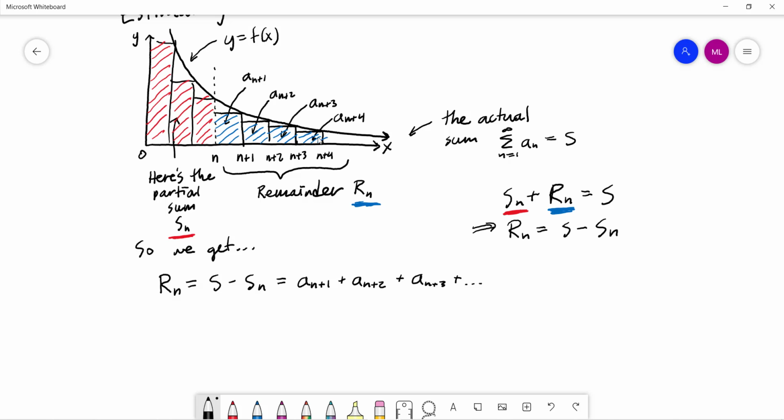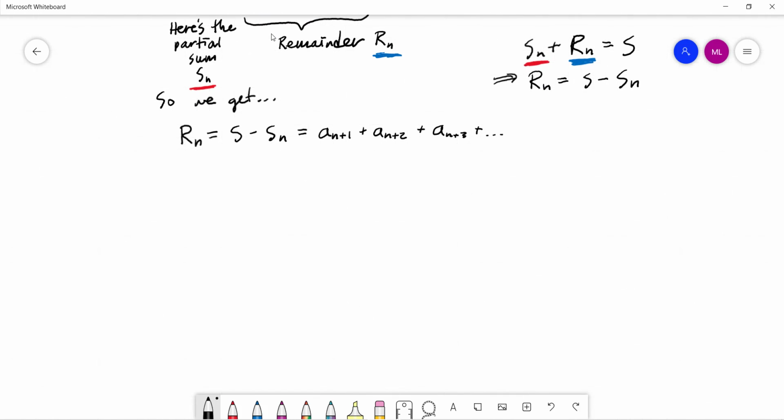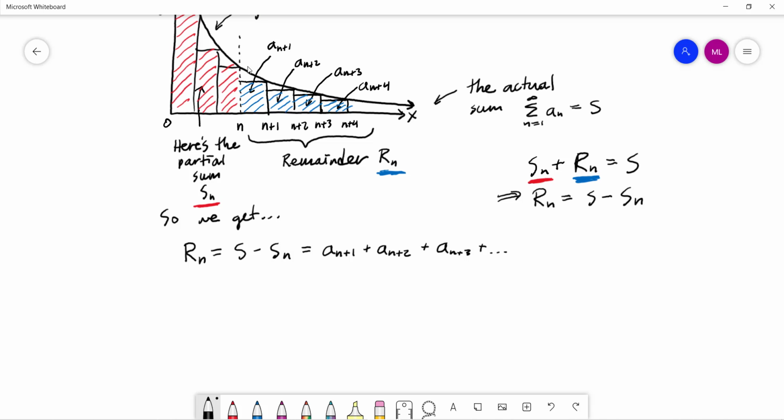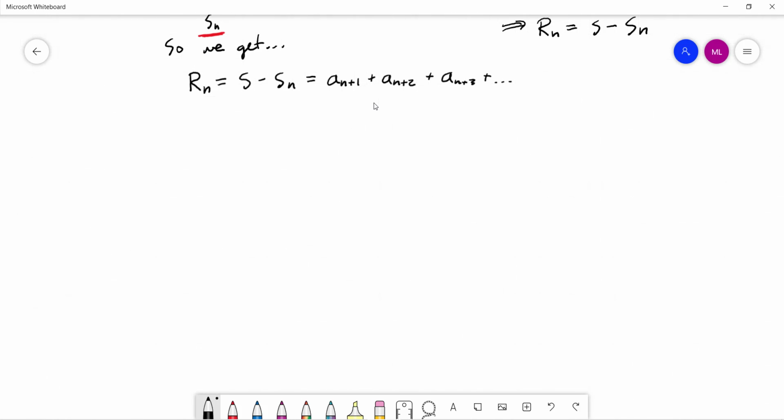The remainder, you'll recall, is the area of the blue rectangles, and I know the area of the blue rectangles is less than the integral starting at this point n and going off to infinity of our y equals f of x curve. And so now I want to draw another picture. I want to have the same curve, but I need to draw another picture a little bit more carefully this time to get another bound. So again, I have an upper bound on that. Now I want to get a lower bound.